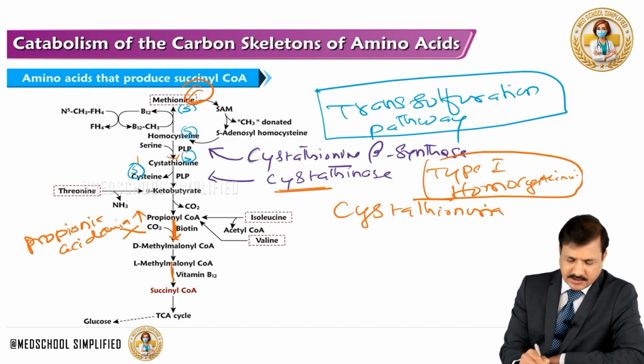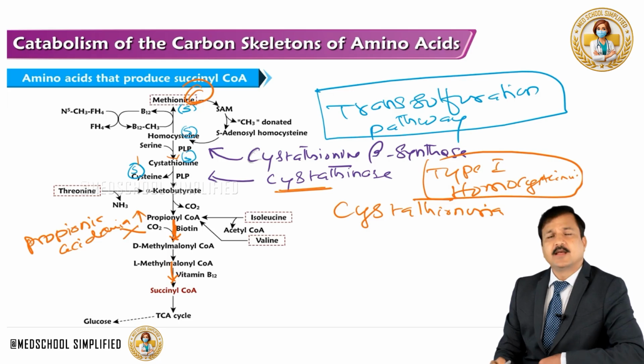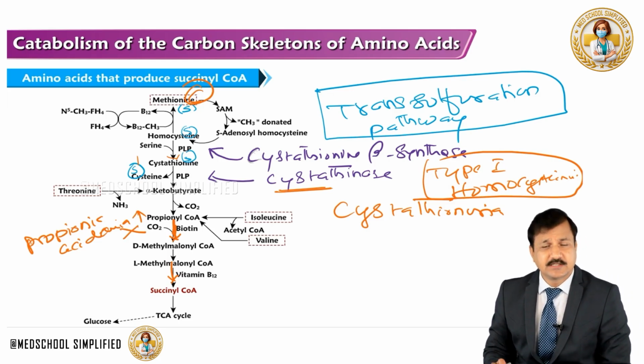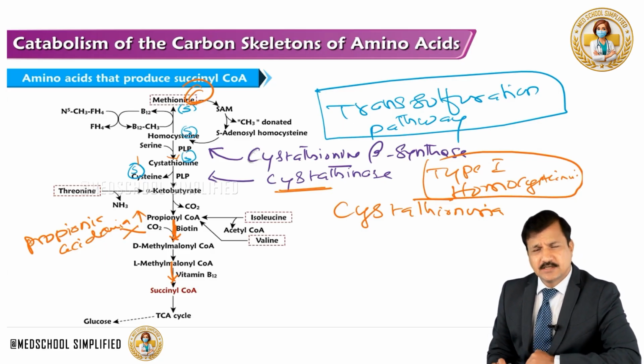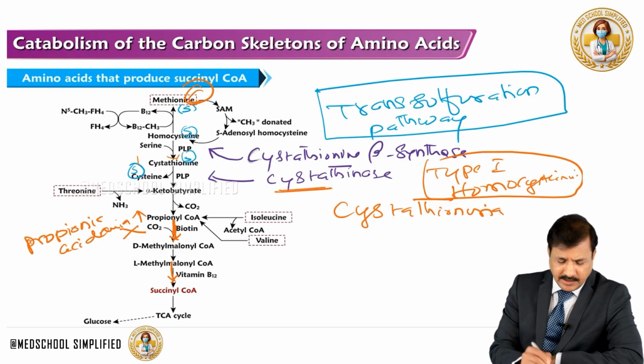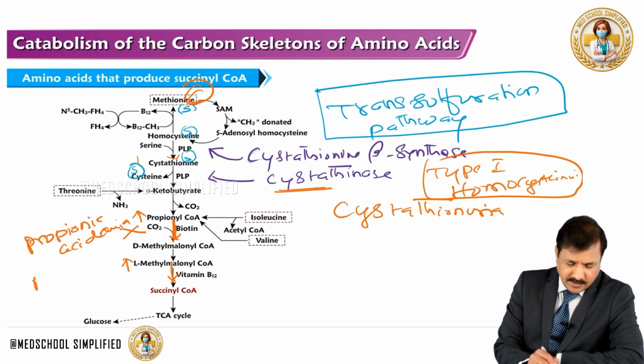Now the second one is, what if there is a defect in the conversion of methylmalonyl-CoA into succinyl-CoA done by the methylmalonyl-CoA mutase enzyme, which needs vitamin B12 as the coenzyme? So defect in the enzyme or decreased availability of vitamin B12 will lead to elevation of methylmalonyl-CoA, causing methylmalonic acidemia.